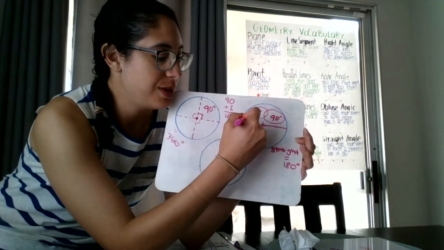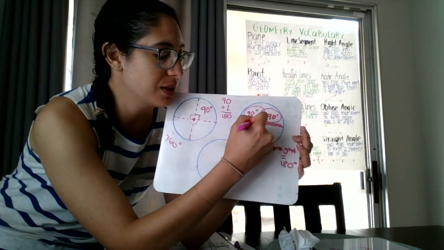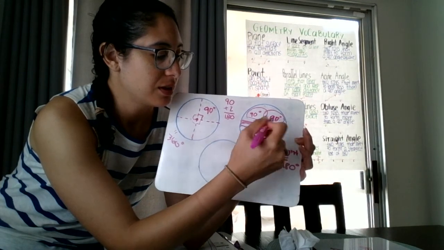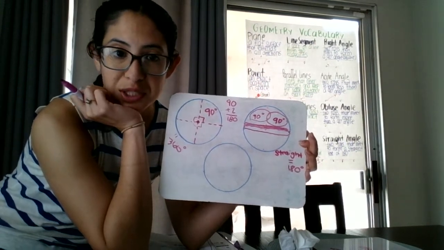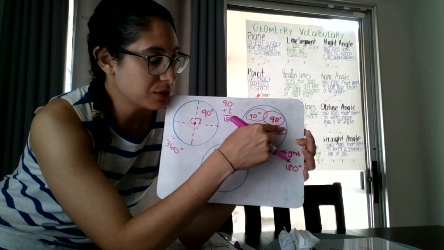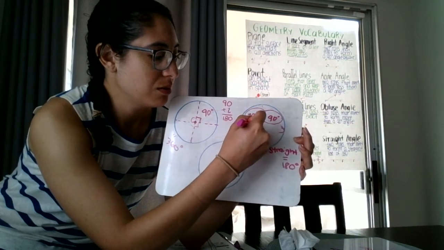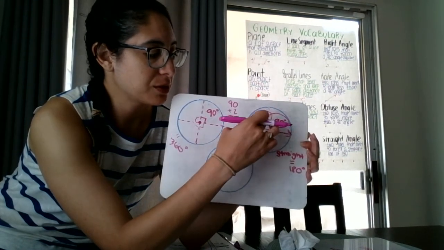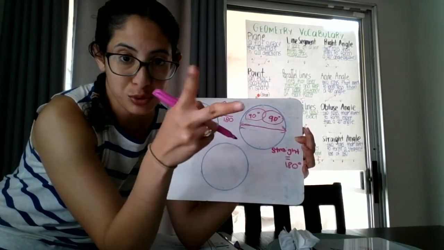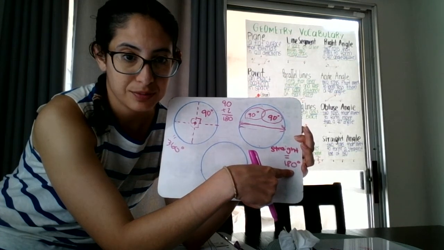So if this right here measures 180 degrees, what about this part down here? It still measures 180 degrees. So I have 2 half circles. Let's erase this. I have 2 half circles. 1, 2. So a circle has 2 180-degree angles. Okay?